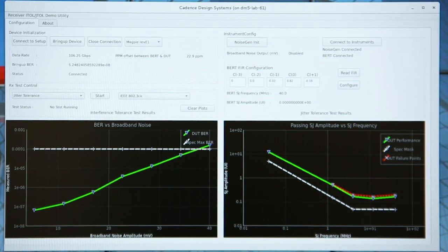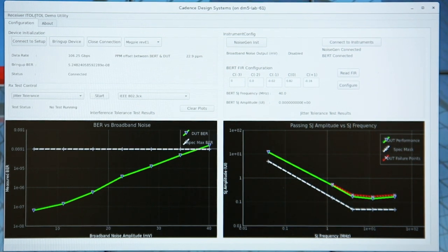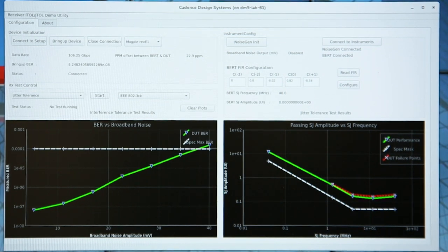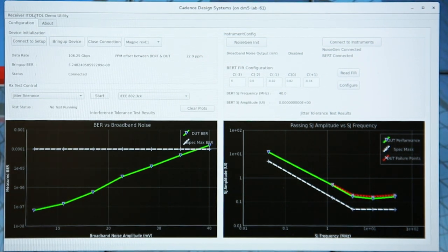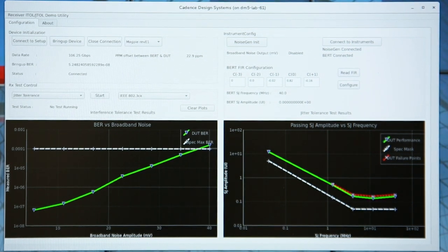For the receiver interference test, broadband noise is injected using a directional coupler into the receiver under stress test. Data rate is set to 106.25 gigabits per second PAM4. Cadence 112G LR PHY receiver standards compliance test is running successfully.